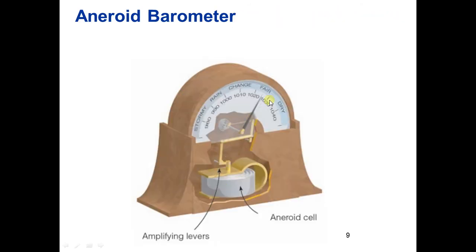So if the aneroid cell expands, the dial, the arm, moves to the right. If it contracts, it moves to the left. Notice this aneroid barometer has descriptive weather-related words printed above specific pressure values. The descriptions indicate the most likely weather conditions when the needle is pointing to that particular pressure.